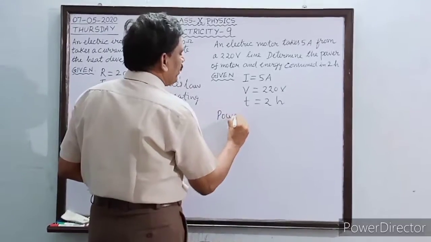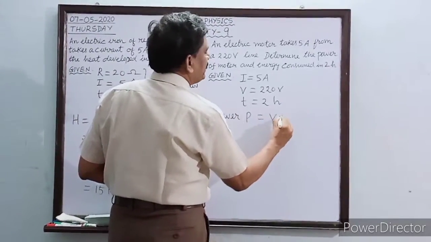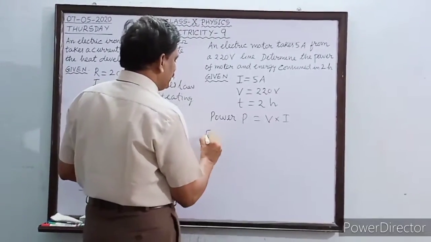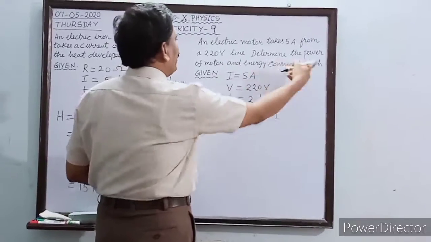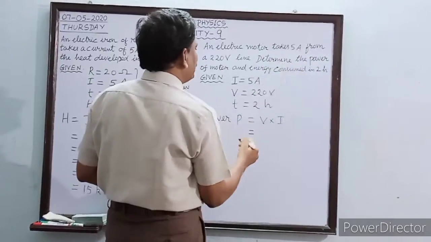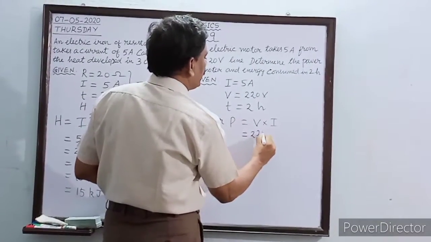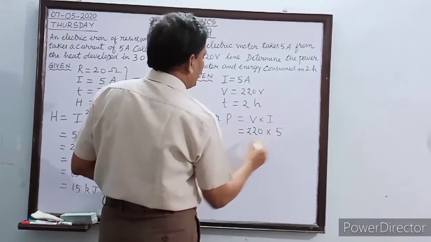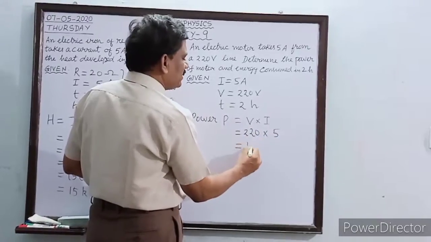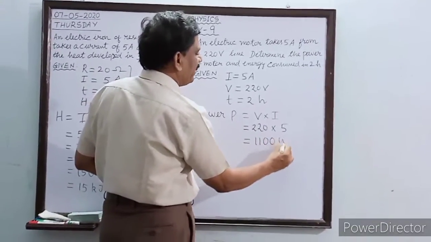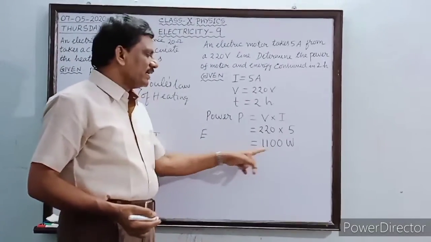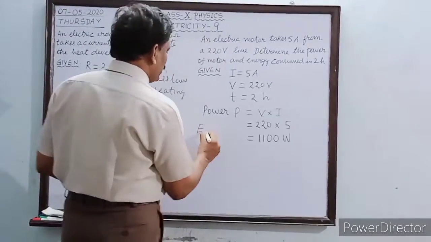Now we have already studied that power P is equal to voltage into current. Both power as well as energy are asked. First we will find the power, which is equal to voltage into current. So this is 220 multiplied by 5, which is 1100 watt. Power is the product of voltage and current, and that is 1100 watt.